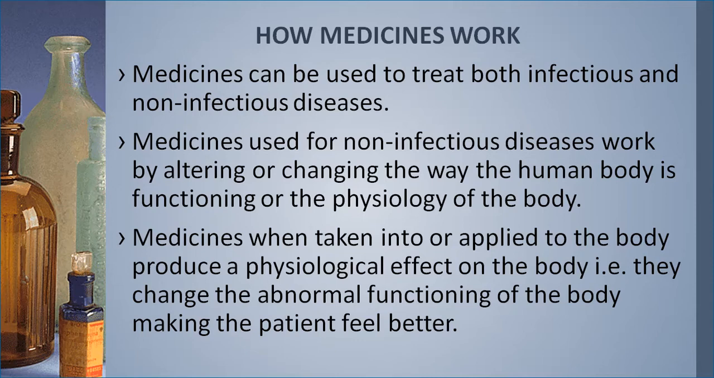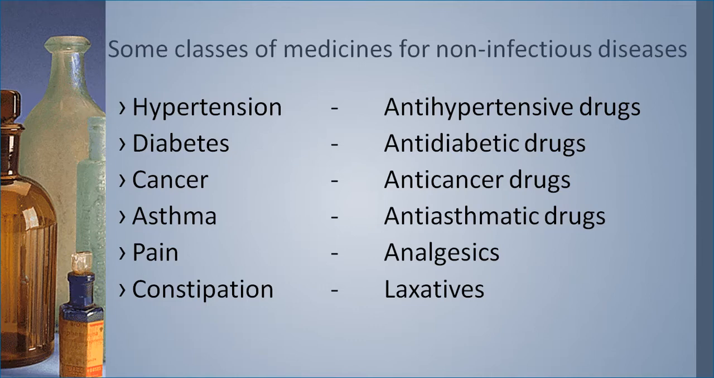So physiological effect means that the medicine changed the abnormal functioning of the body, making the patients feel better. For example, if a patient is coughing and you buy a cough mixture, the cough mixture changes the abnormality of the cough, then the patient can now feel better where the cough goes away on its own. Now let's basically know some of these terms, all right? I'll be introducing you gradually to it.